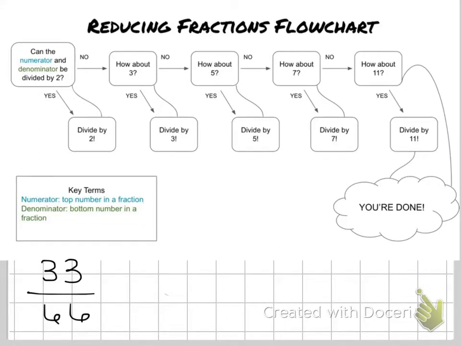So we are going to do one last problem on how to use this reducing fractions flowchart. Again, my denominator is boxed in green and my numerator is boxed in blue. So the first thing that I'm going to do is start at the very beginning and ask myself, can the numerator, which is 33, and the denominator, which is 66, be divided by 2? Well, I'm not sure, so I'm going to go ahead and find out.